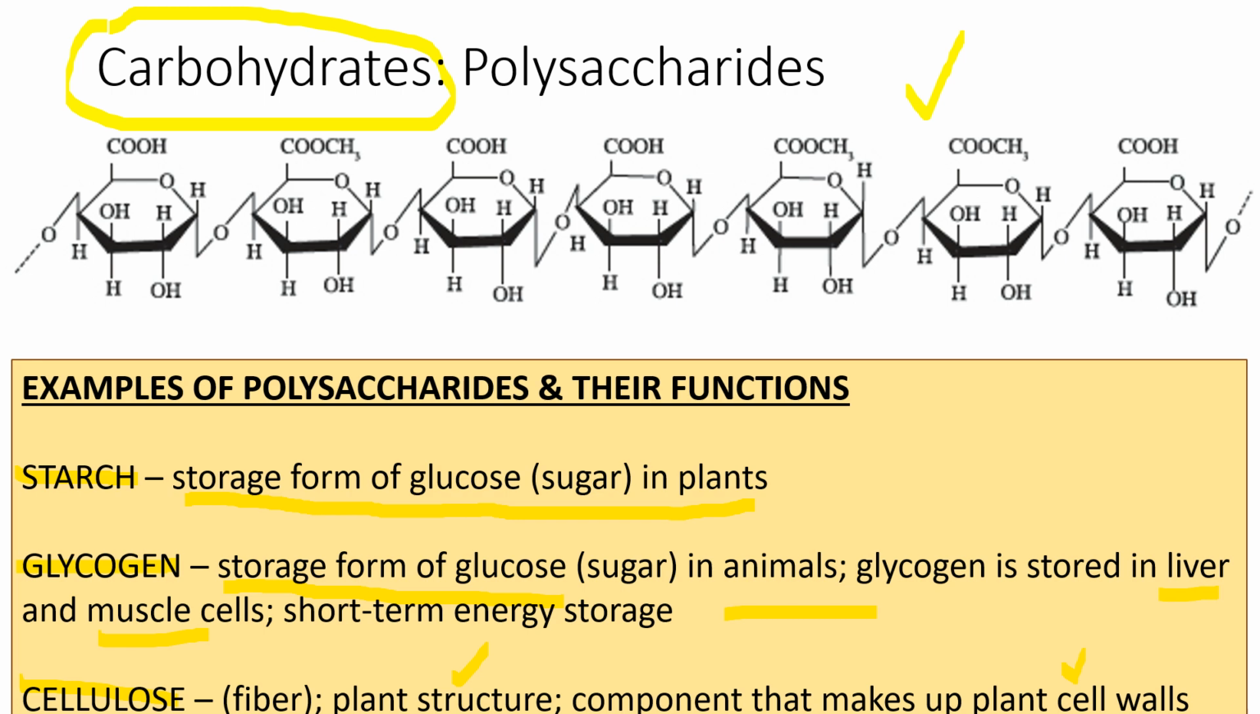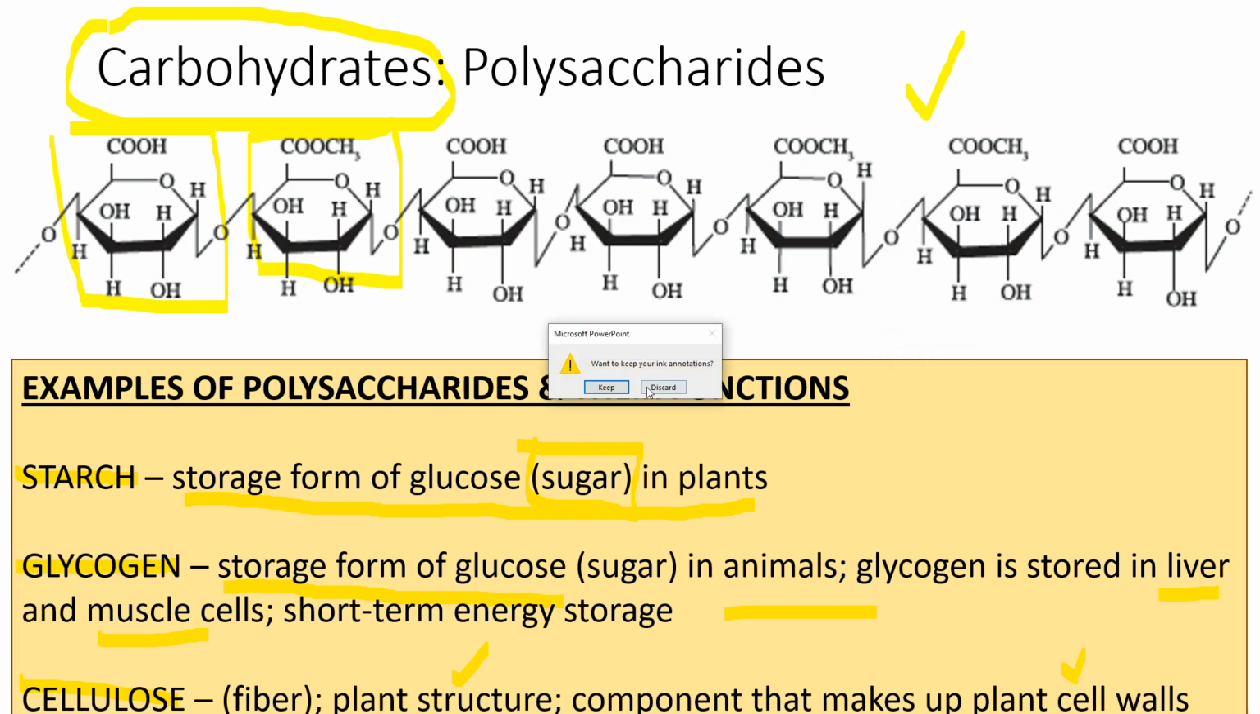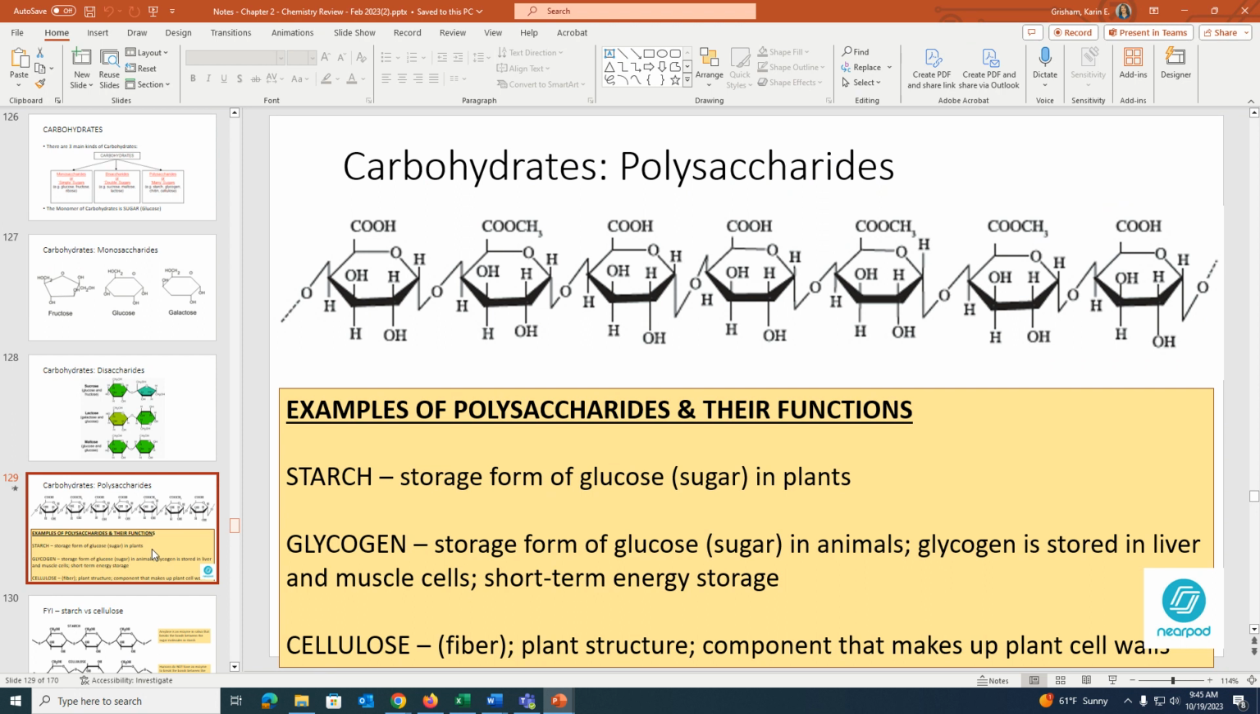And what is their monomer? Their monomer is sugar. All of these are little bitty sugar or glucose molecules. That is their building block. So this slide right here gives you everything you need to know to answer that specific essay question. And it's going to be around slide 129 is where I found that slide.